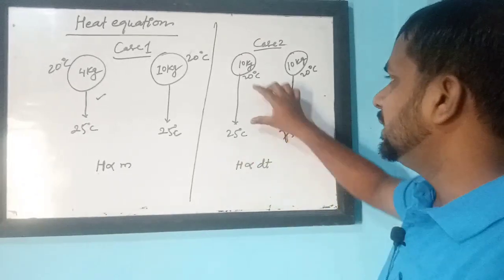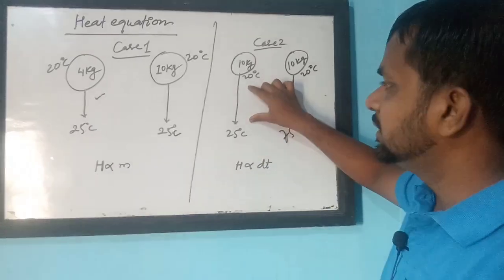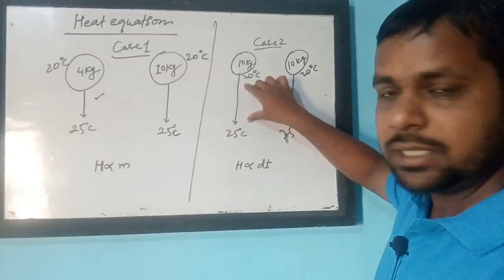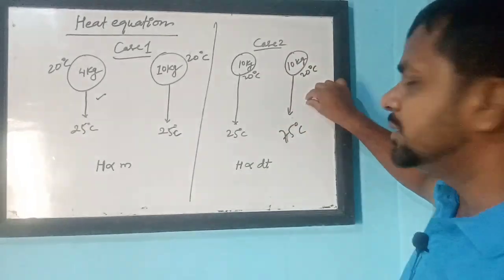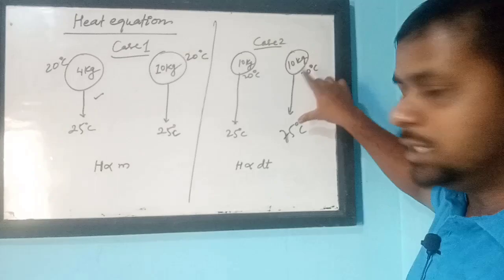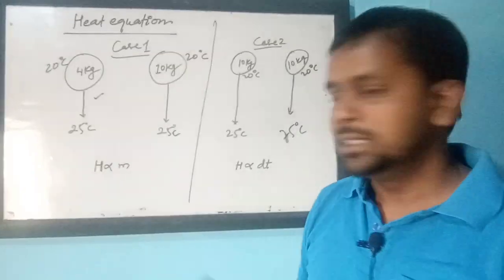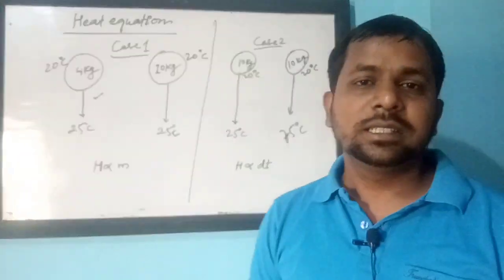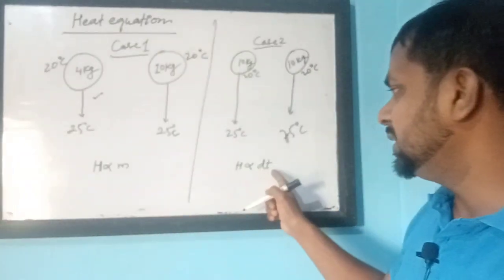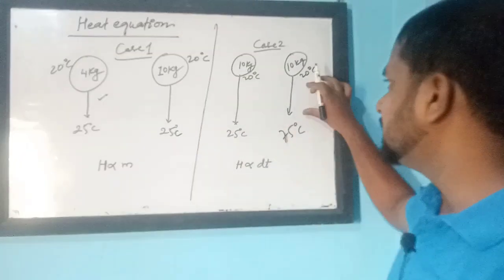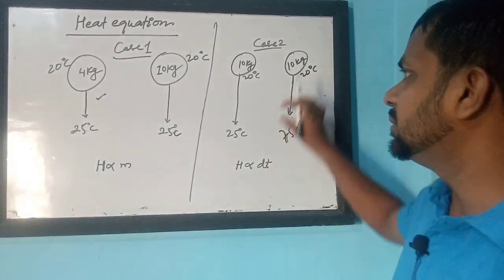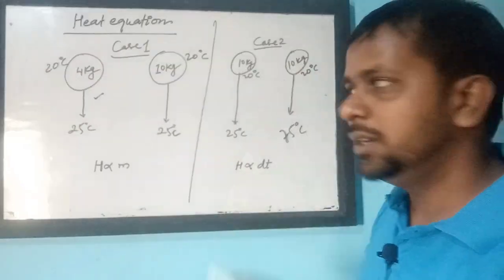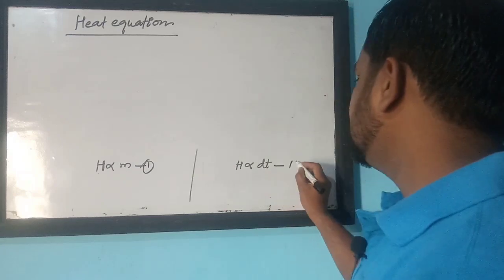What we see is that where the temperature difference is less, less heat should be given. Where the temperature difference is more, we have to supply more heat. So we can say that heat is directly proportional to the change in temperature. This dT represents the difference in temperature. The larger the temperature difference, the larger the amount of heat required. This is equation 2.